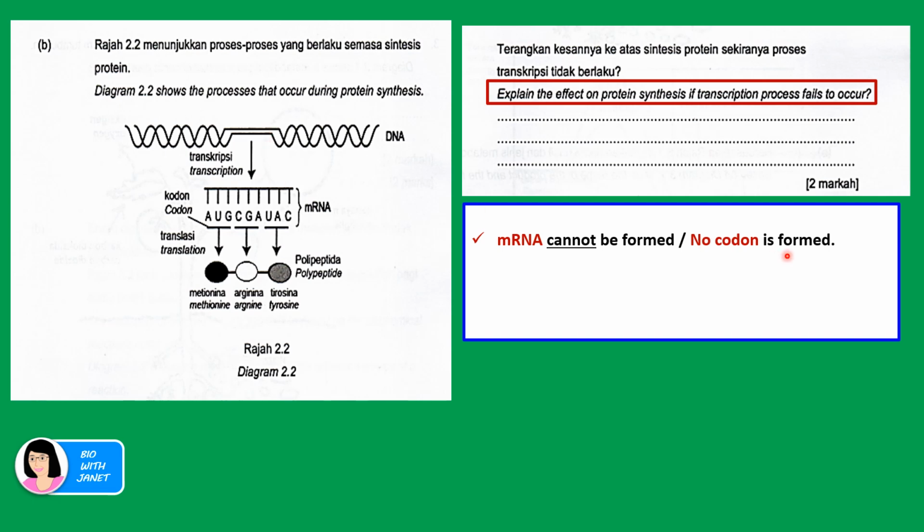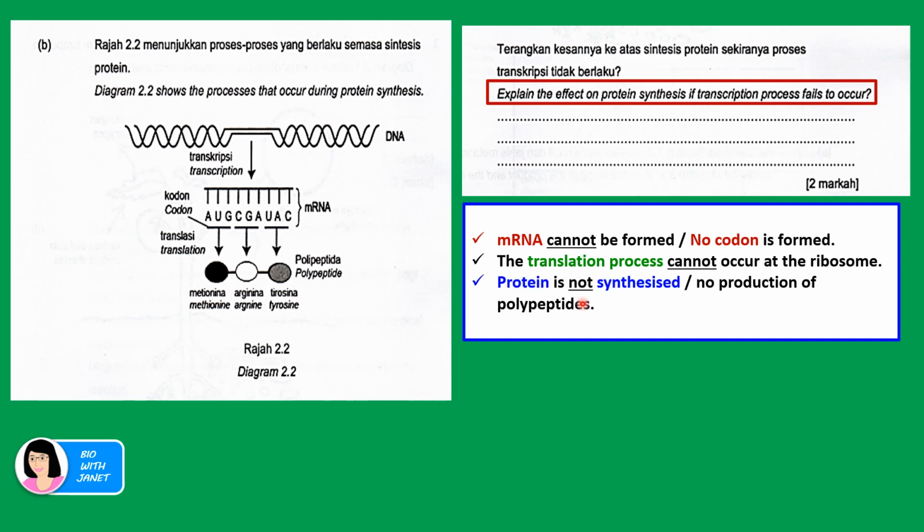So no codon is formed. You don't get all these codons like AUG, CGA, and so forth. So the translation process, the next process, will not occur at the ribosome. That means the code cannot be read and translated to know the specific amino acids to join together. That means the protein cannot be synthesized. There's no gathering of the amino acids and the joining of the amino acids at all because there's no code.